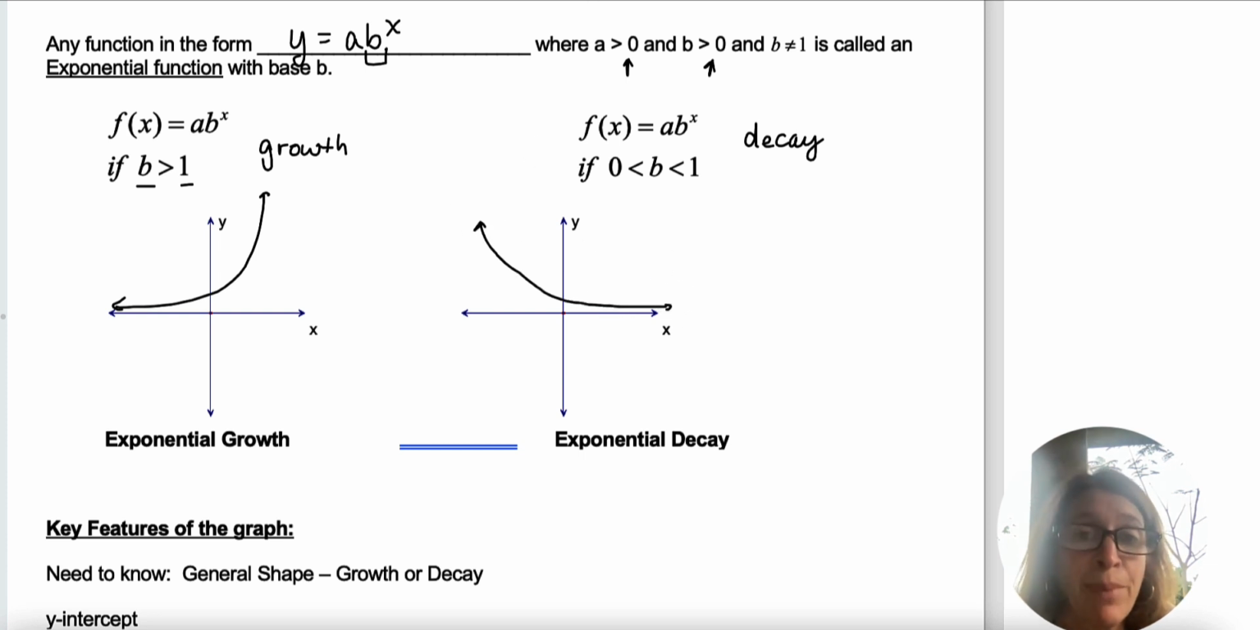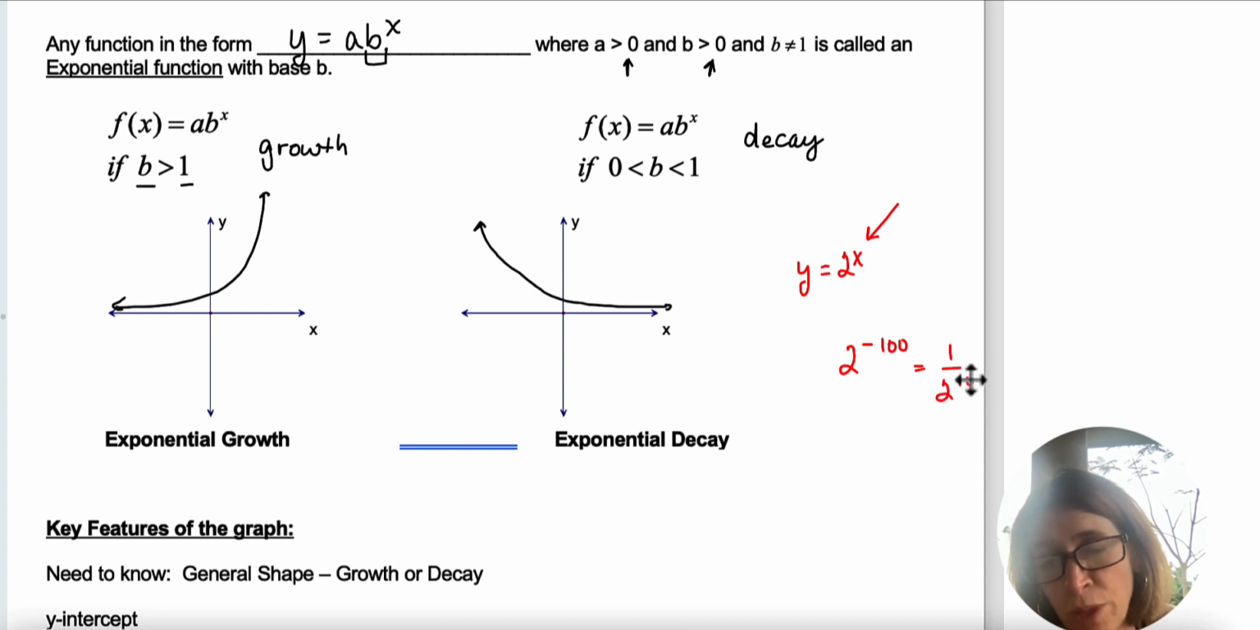But the interesting thing about an exponential growth and decay function is that because it's exponential, if I give you, say, y equals 2 to the x, that's an exponential growth equation. There's no value for x that I can put in that is going to actually make it reach 0. If I put in 2 to the negative 100, that's just going to give me 1 over 2 to the 100, a really, really small number. So regardless of how negative the number is, the output will never reach 0, and it will also never reach a negative value.